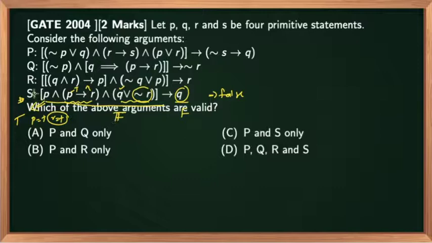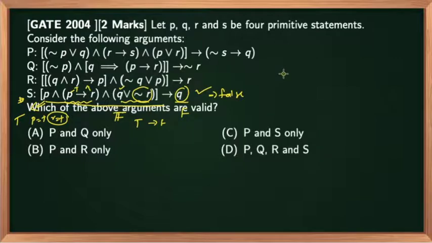So that means you don't have a truth assignment to make the statement of the form true implies false. So that means S is a tautology. Okay, now let's see R.